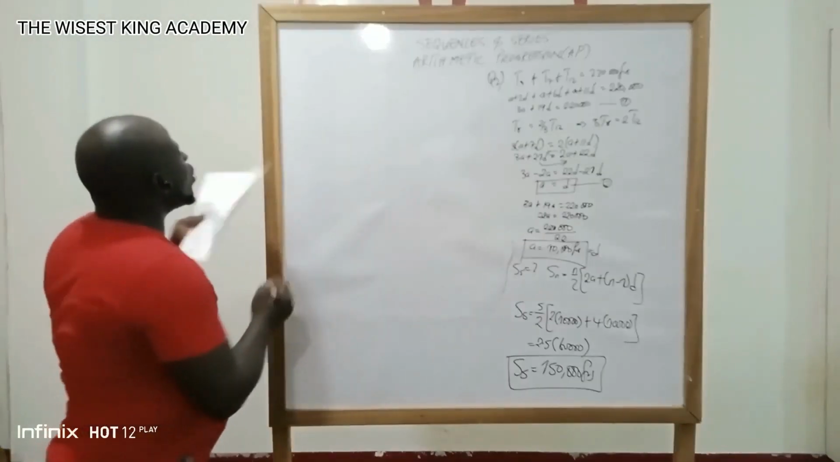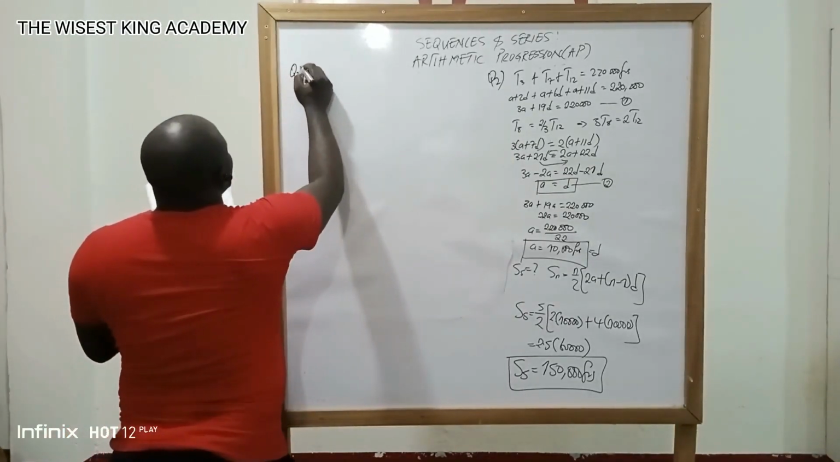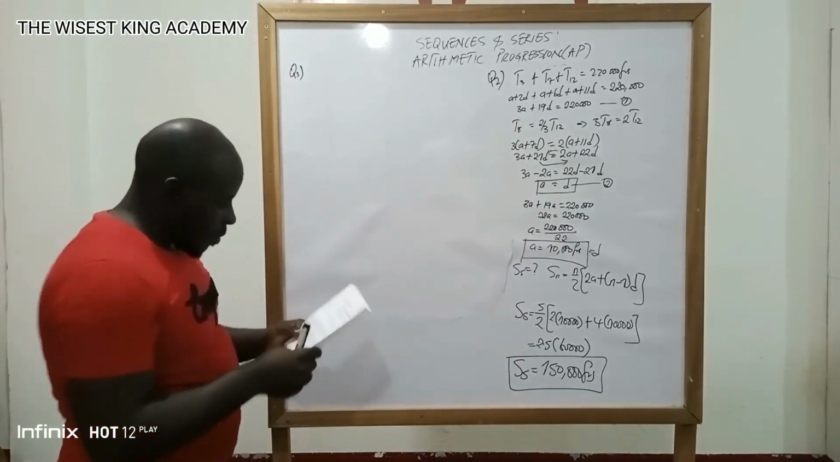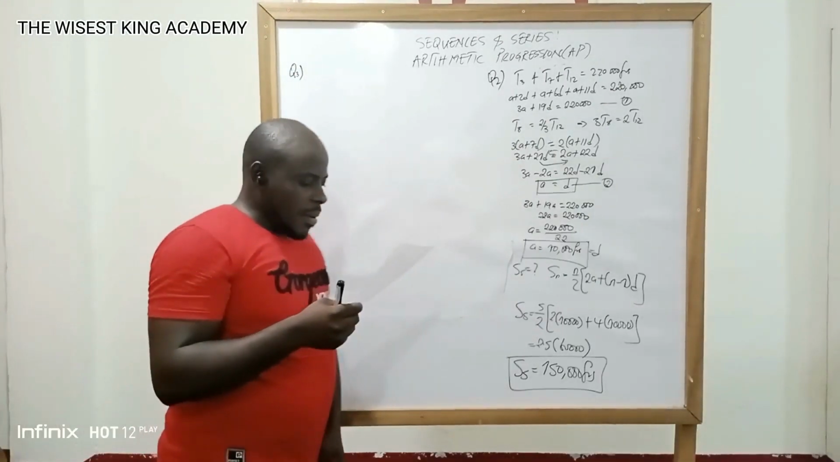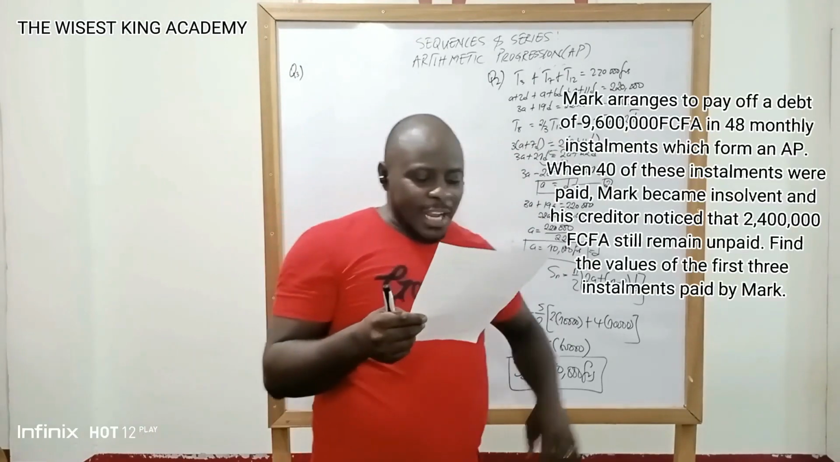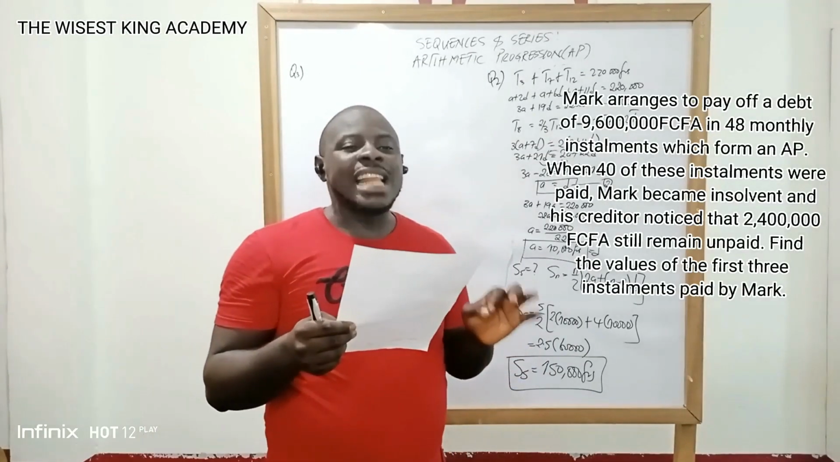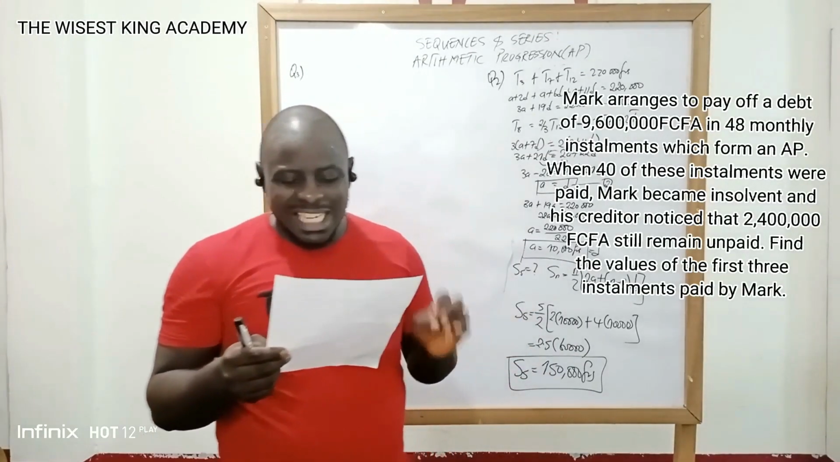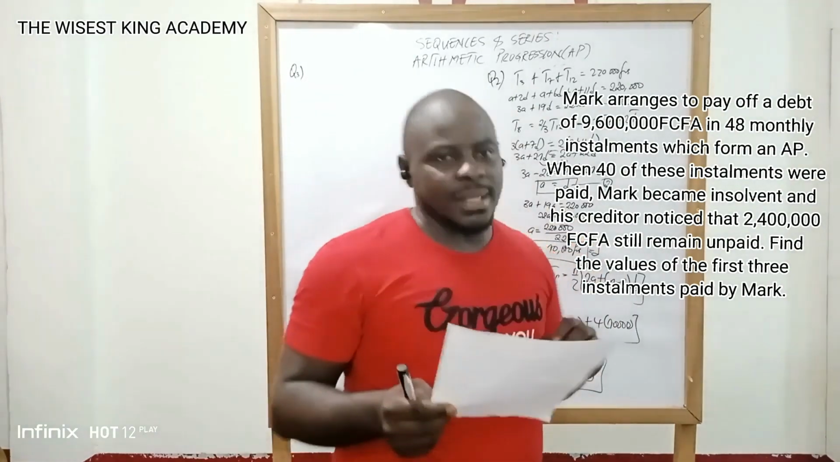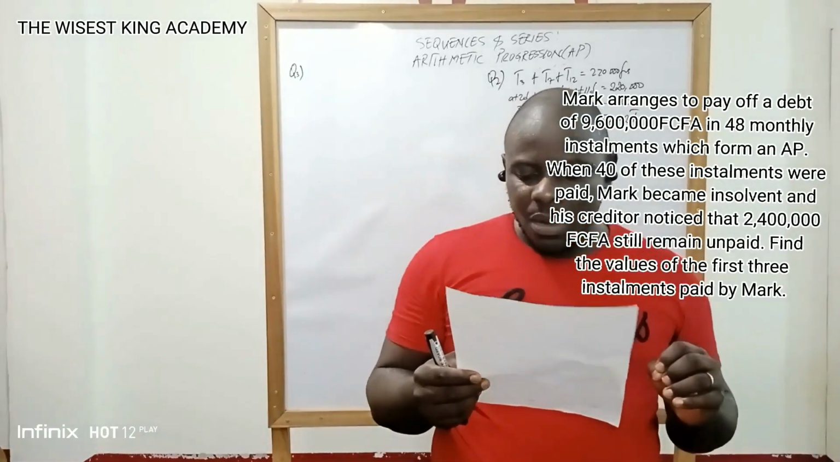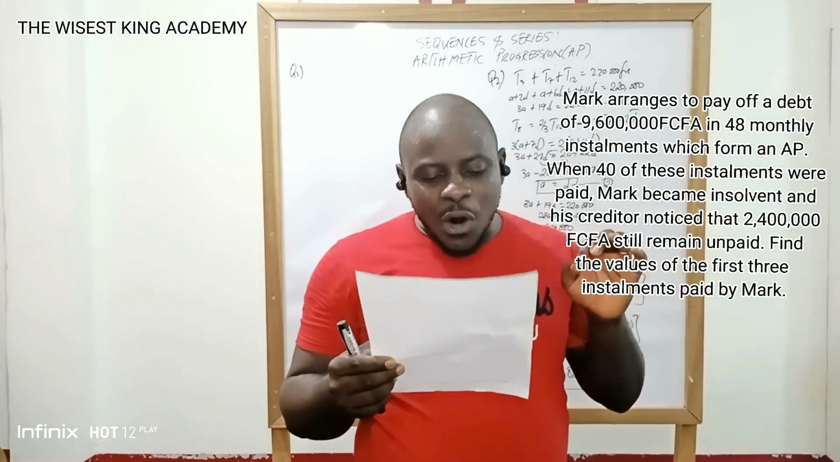Okay, we go to question 3. Question number 3. Mark arranges to pay off a debt of 9,600,000 francs in 48 monthly installments, which form an AP.